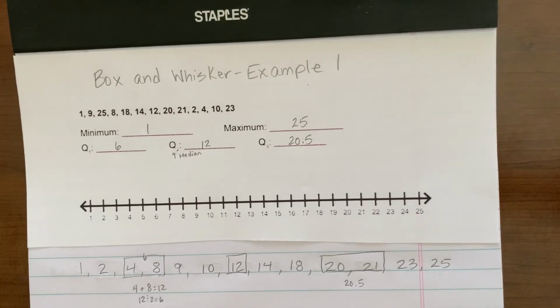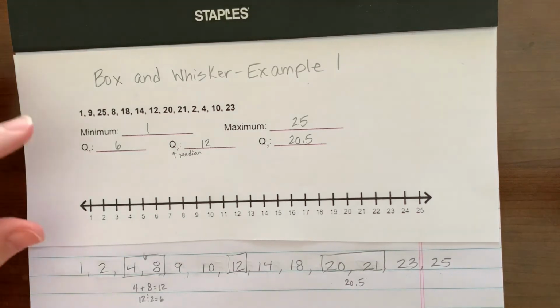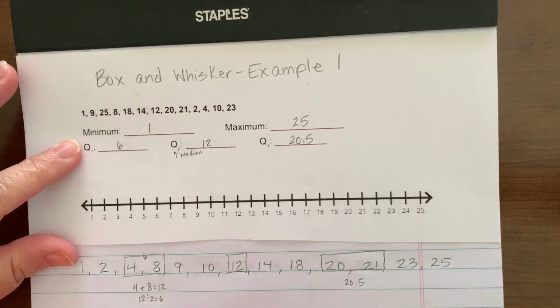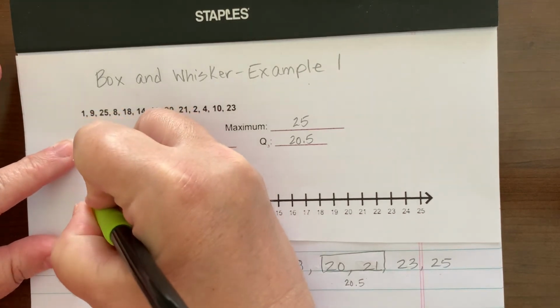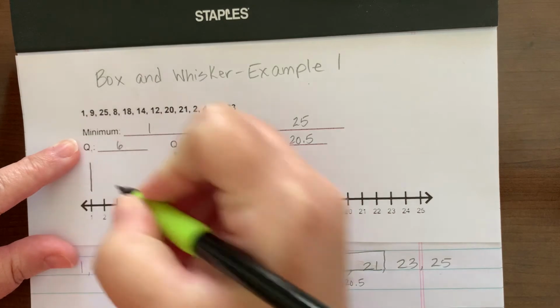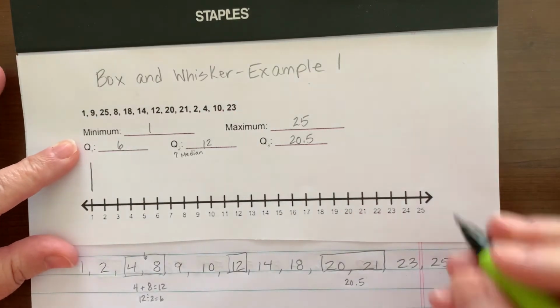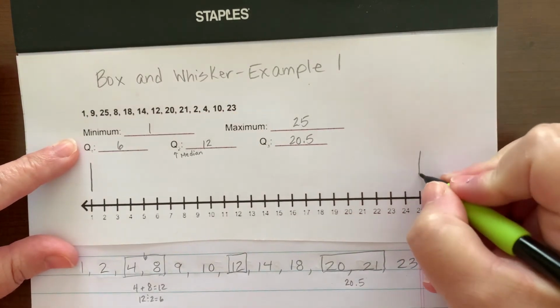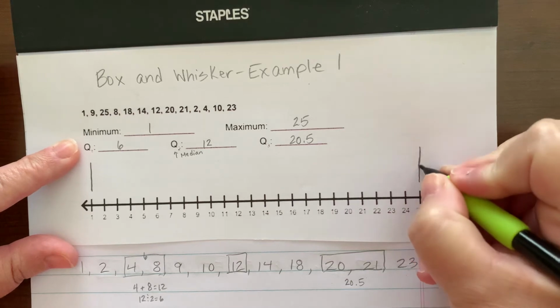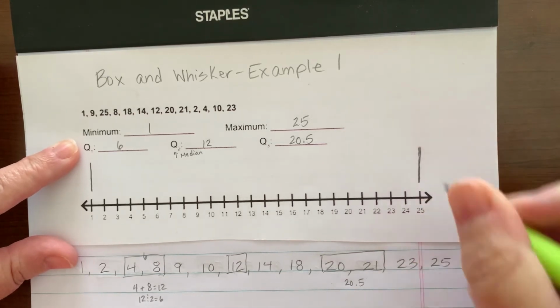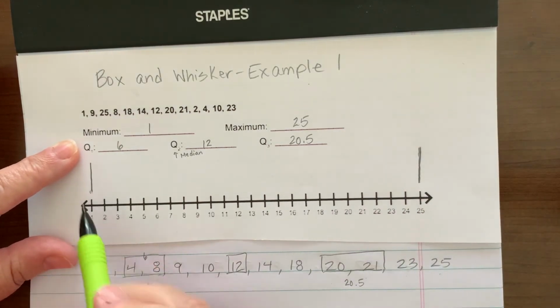So watch what I do. First thing I do is what are called the beginning of my whiskers. So basically this is supposed to look like a cat's nose with whiskers coming off of it. So my whiskers start with my minimum and my maximum. So I draw a vertical line at my minimum, and you can give yourself a pretty good line on that. And then a vertical line at my maximum. So these are going to be the ends of my whiskers.